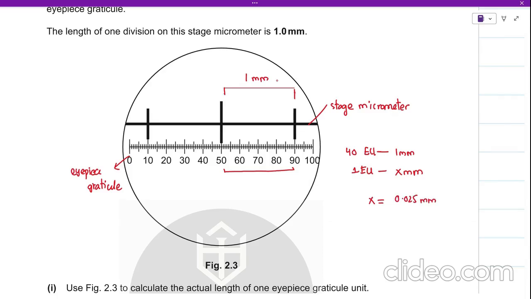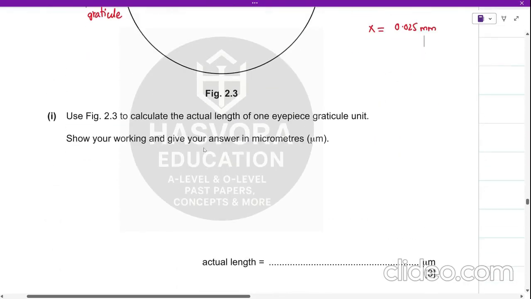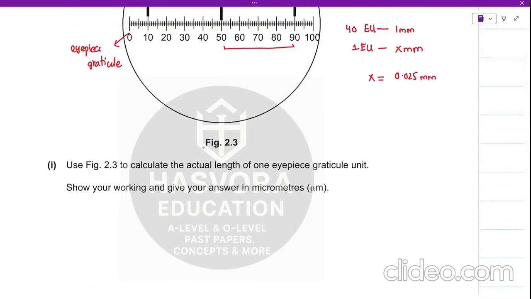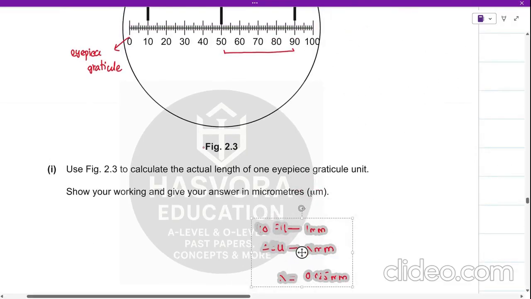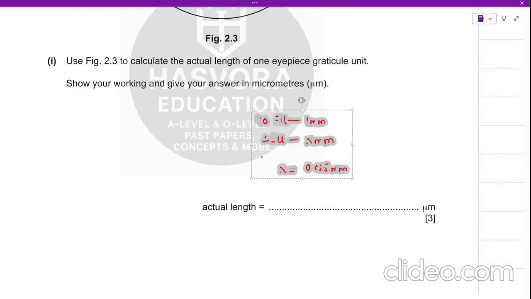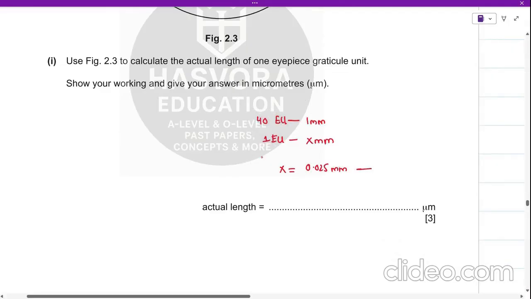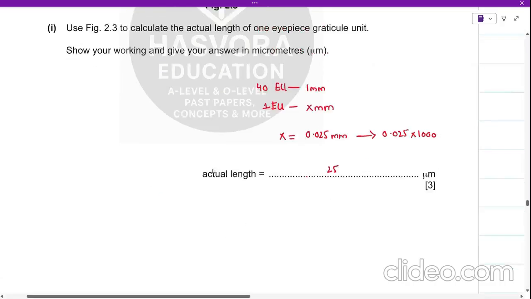Now, using figure 2.3 to calculate the actual length of one eyepiece reticle unit. So I've already done that. Let's just drag it down to this area. Now they've also told us to show the working and give your answer in micrometers. So it is 0.025 millimeter. Multiply it by 1000 as we are moving toward the smaller unit. So 0.025 into 1000 will become 25 micrometer. Micrometer is the suitable unit for plant structures.